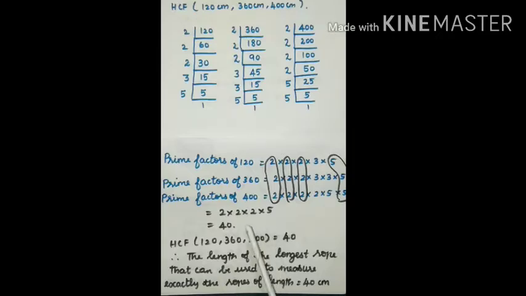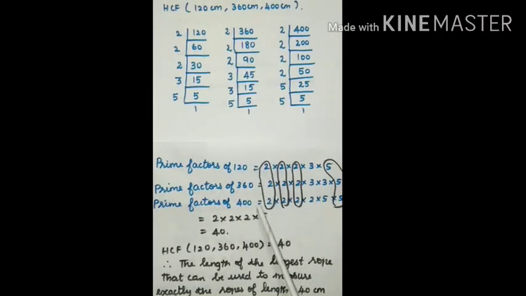Let's find the common factors of 120, 360 and 400. 2, 2, 2 and 5. Let's find the product of common factors. 2 into 2 into 2 into 5. 2 2s are 4, 4 2s are 8, 8 5s are 40. The HCF of 120, 360, 400 is equal to 40.